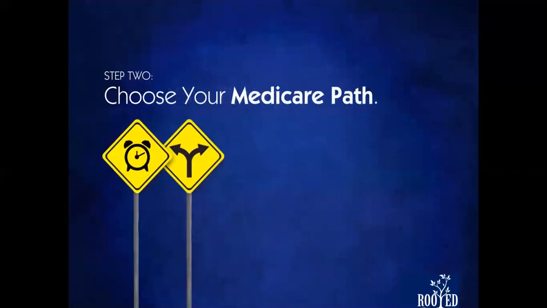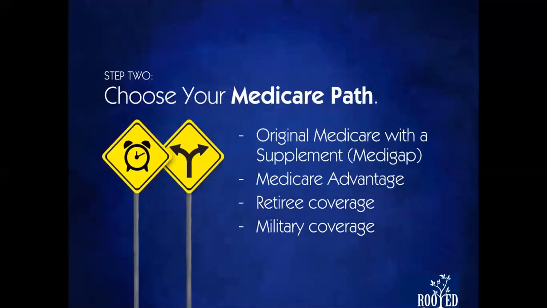So once you know the timing is right to enroll in Medicare, step 2 is choosing your Medicare path. By path, as we've already discussed, we mean type of coverage, original Medicare or Medicare Advantage. In this step, it's crucial that you understand the good, the bad, and the ugly about each type of coverage option you have and choose what's best for your unique needs. Your Medicare path choice could include original Medicare with a supplement or a Medicare Advantage plan. It could also be retiree coverage or military coverage.